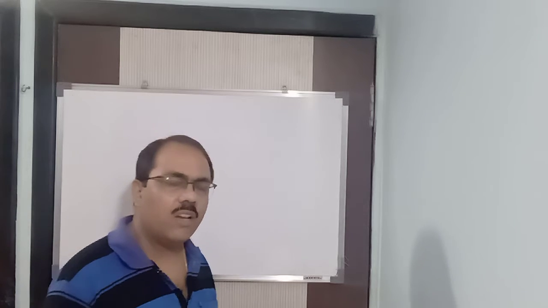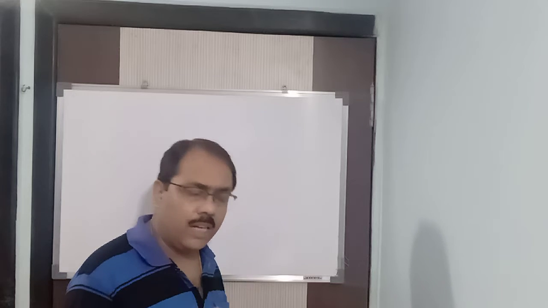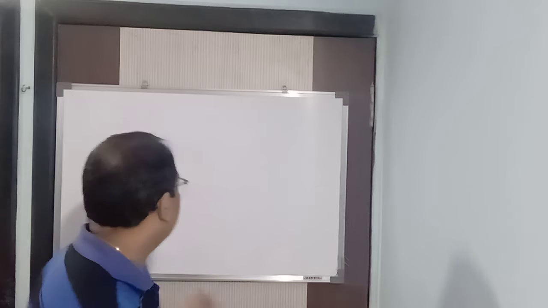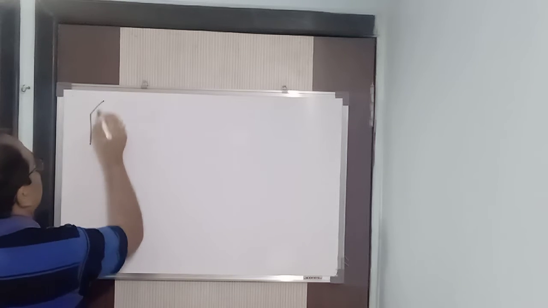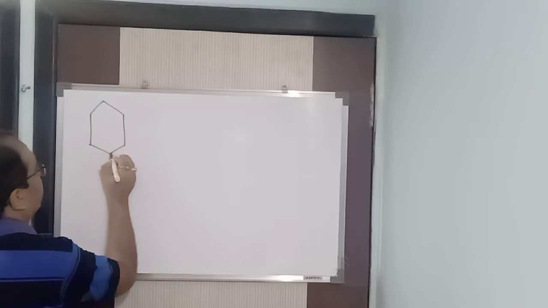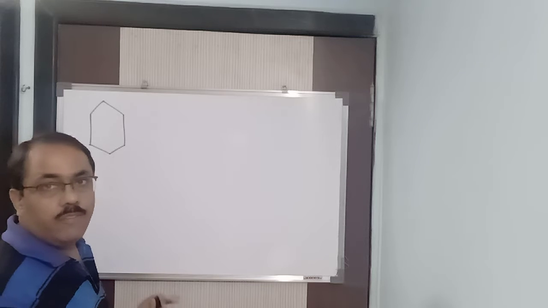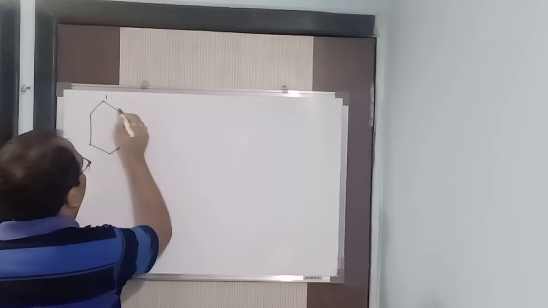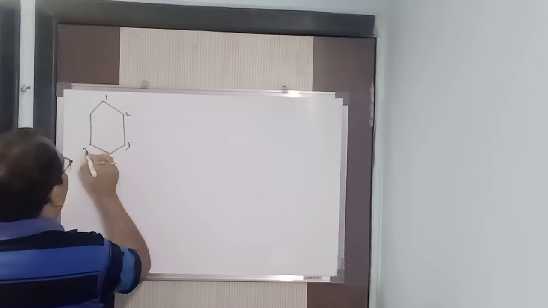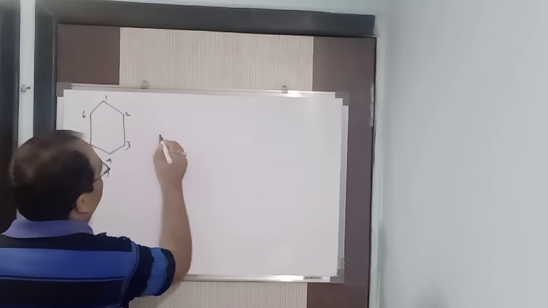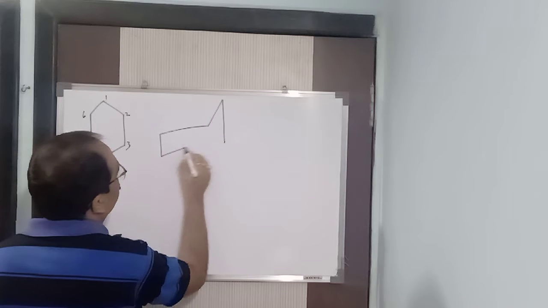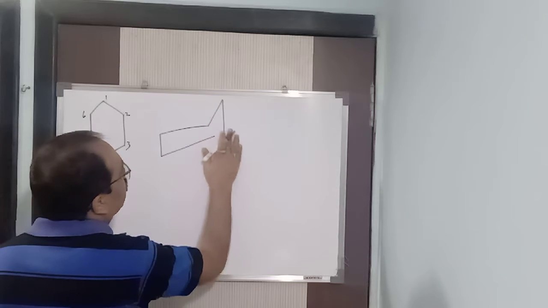Now, do you know that cyclohexane, when bending and twisting, can be represented in different manners? Alright, see here. This is your cyclohexane. When you bend or twist, it can be represented differently. See here, 1, 2, 3, 4, 5, 6. If you are bending, it can be represented in this way also.